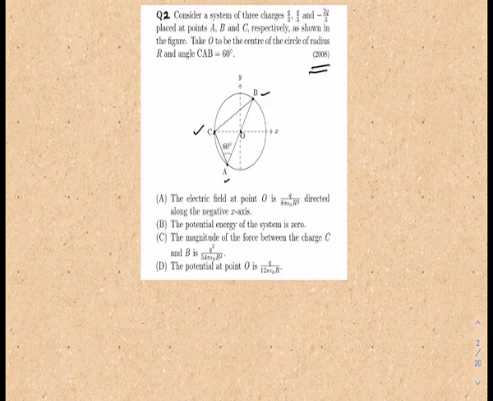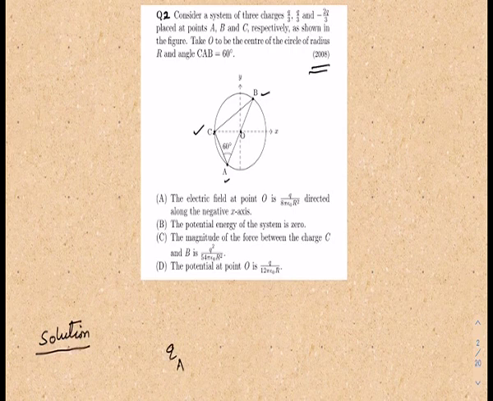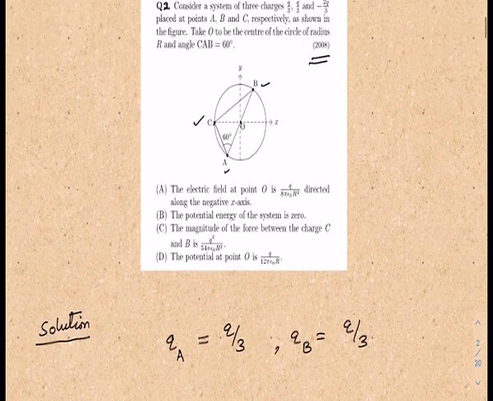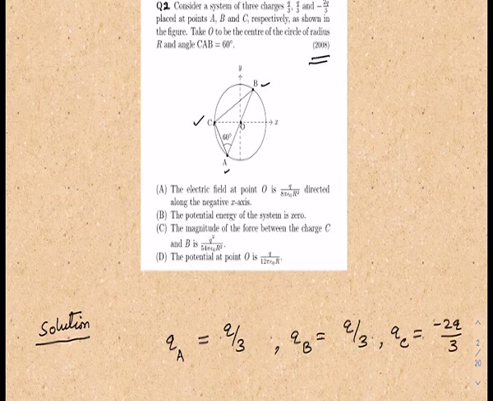So let us work it out. To do it a little bit more cleanly, let me denote the charge at position A as q by 3, the charge at B is again q by 3, and the charge at C is minus 2q by 3. Okay, so you see the electric field.